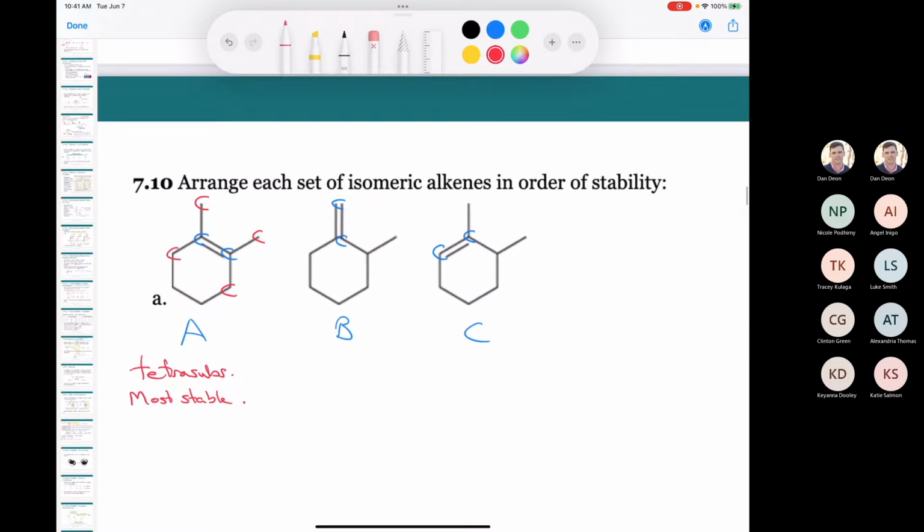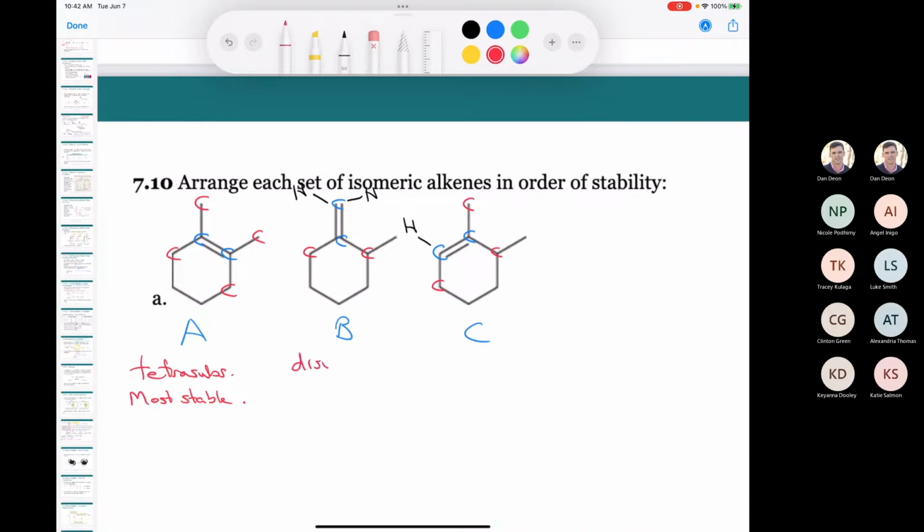Could anybody tell me which one of these would be the least stable? B or C? Which one would be the least stable? Yeah, it's going to be B, isn't it? Look, if we see how many total carbons this double bond is attached to, it's only attached to 1, 2. C is attached to 1, 2, 3. Put another way, here we have 2 hydrogens attached to the carbon, and here we only have 1. So in B, it's di-substituted.